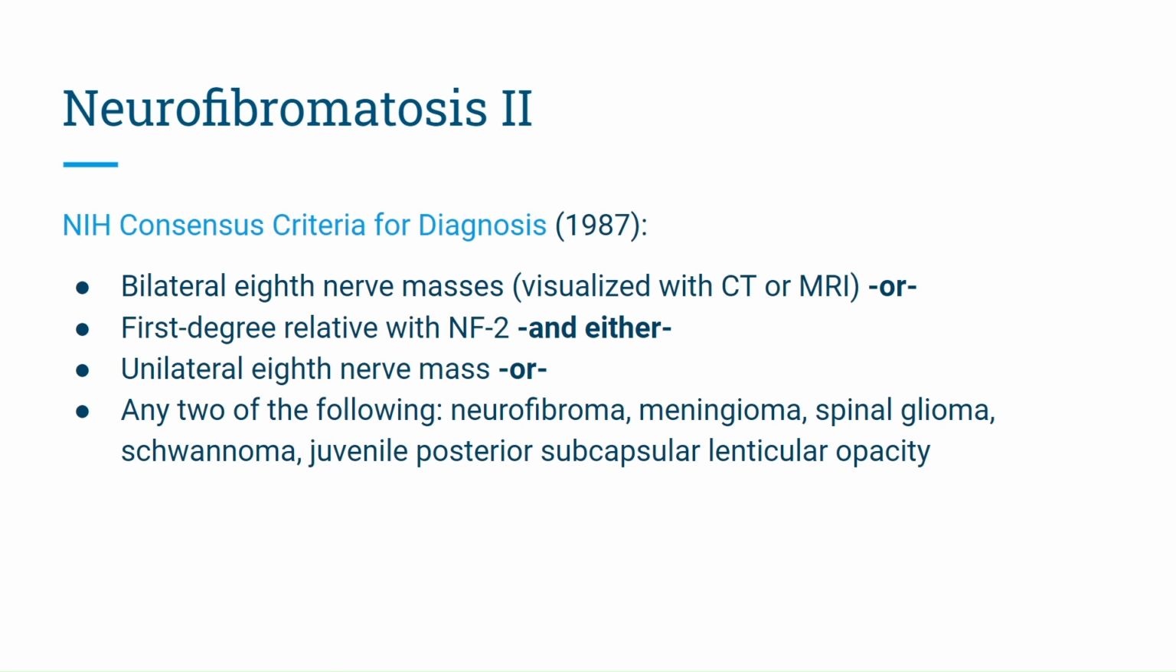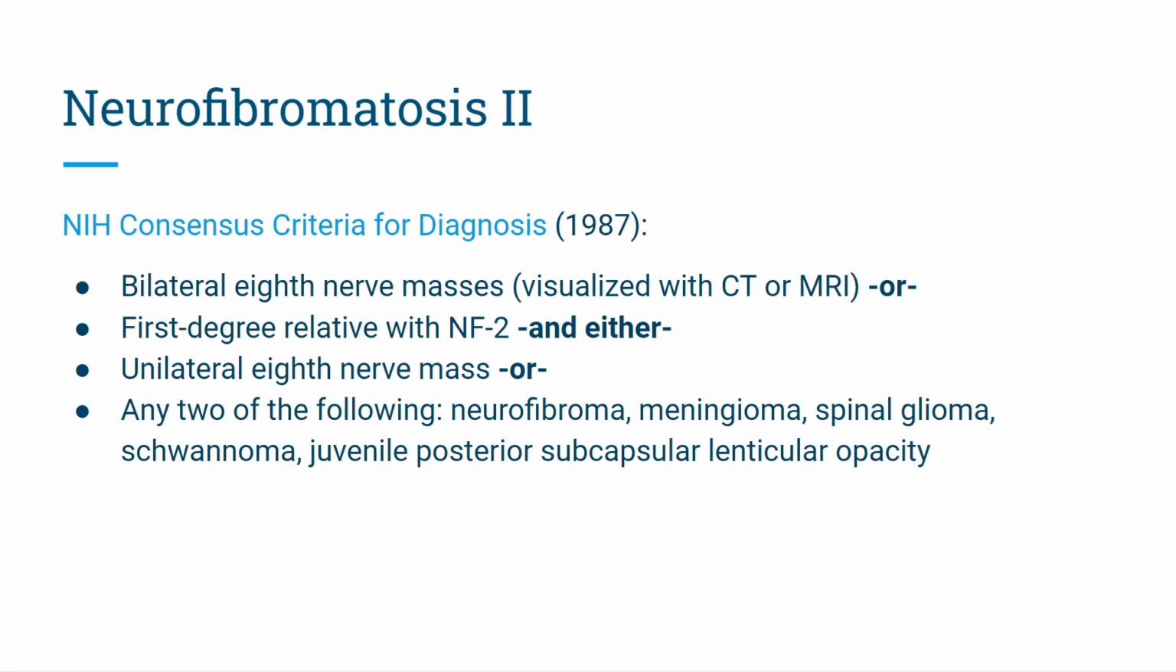So we have a criteria for this one as well. If you have bilateral cranial nerve 8 masses, then bingo, bango, bongo, you have NF type 2. If you have a first degree relative with NF type 2, that helps classify you with the addition of at least one cranial nerve 8 mass. You can also have any two of the following, which are kind of your hints towards NF type 2: neurofibroma, meningioma, spinal glioma, or schwannoma.